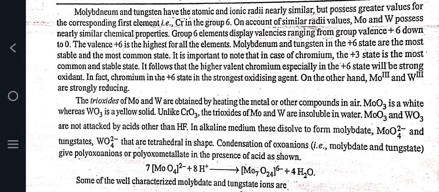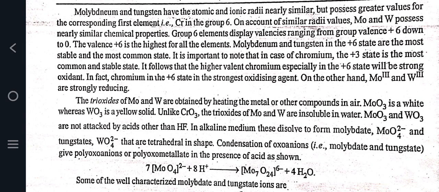On the other hand, MoO3 and WO3 are not strongly oxidizing. The trioxides of Mo and W are obtained by heating the metal or the compound in air. MoO3 is white whereas WO3 is a yellow solid. Unlike CrO3, the trioxides of Mo and W are insoluble in water. MoO3 and WO3 are not attacked by acids other than HF. In alkaline medium, they dissolve to form molybdates MoO4 2- and tungstates WO4 2-. They are tetrahedral in shape.